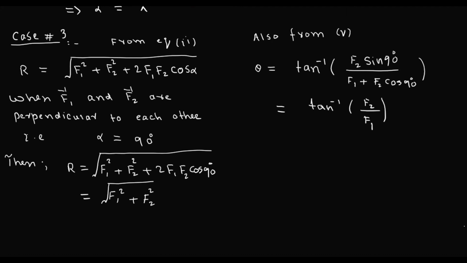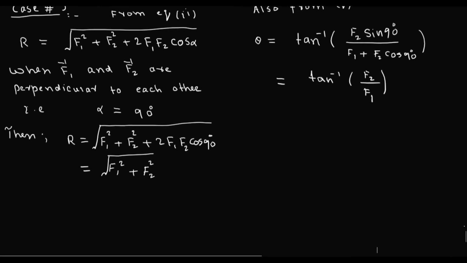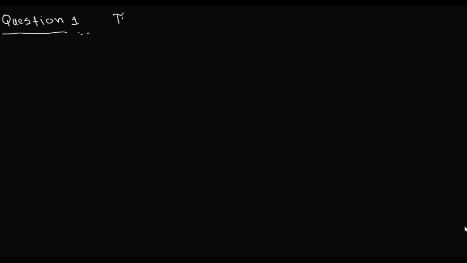So these are some special cases that we discussed over here. In this question we first found the resultant of two forces, then we found the direction, meaning the angle theta between the two forces F1 and F2, and then we discussed the cases: the maximum, the minimum, and when the forces are perpendicular to each other.